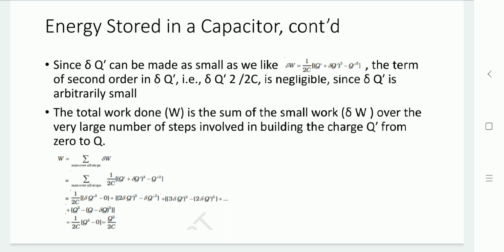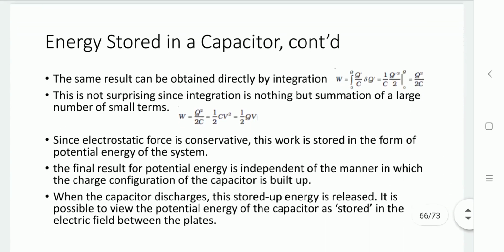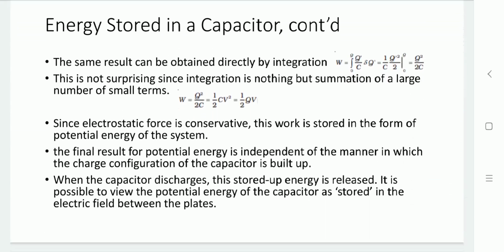Now if we want the total work done, we sum up these smaller parts, and at the end we get the result Q square by 2C. If we do the integration, we get the same result. Integration is nothing but the summation of a large number of small terms. So again we get W equal to Q square by 2C. We can rewrite this as 1 half CV square, equal to 1 half QV. Here, work is stored in the capacitor in terms of potential energy of the system.